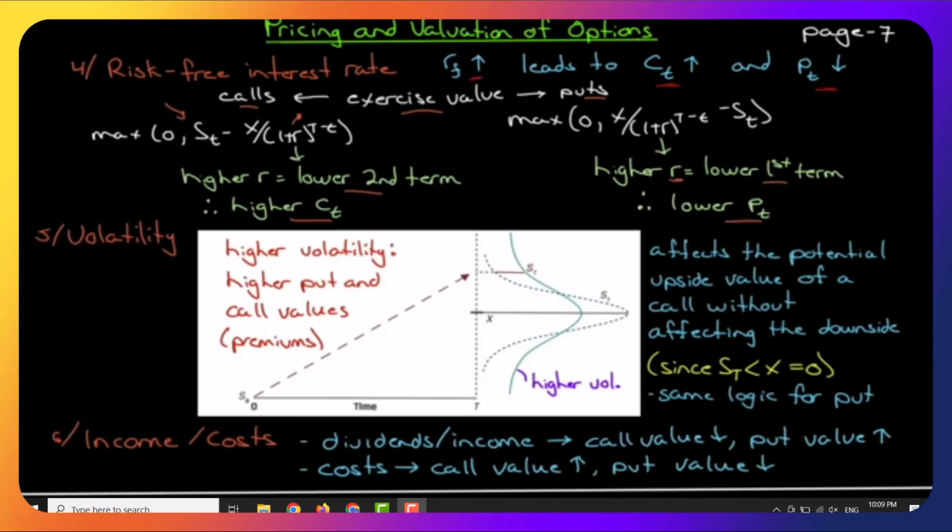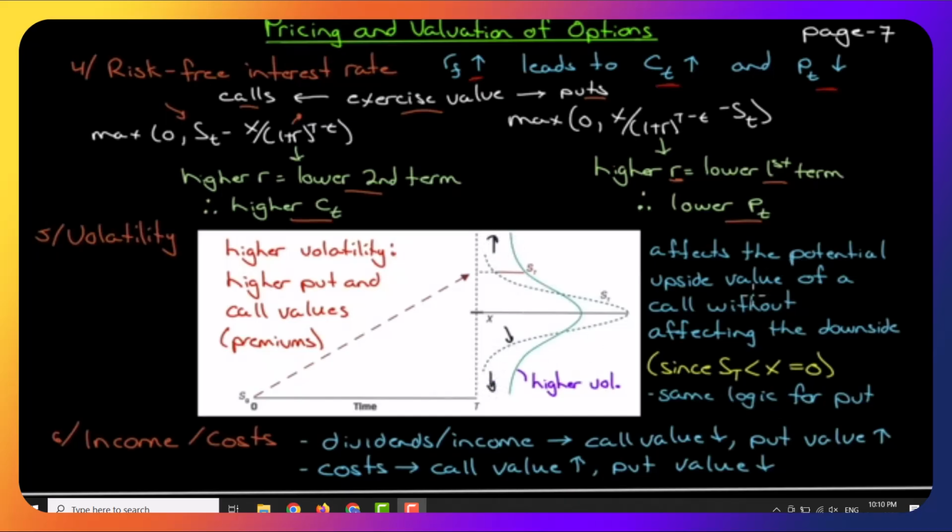Let's look at volatility. With higher volatility, you will have higher put and call values. If you prefer the word premium, we can use the word premium: higher call and put premiums. A premium is the same as the value of the option. The reason is, let's look at the chart that we have here. Notice we have one distribution which is narrow. We increased volatility. We have a wider distribution on both sides.